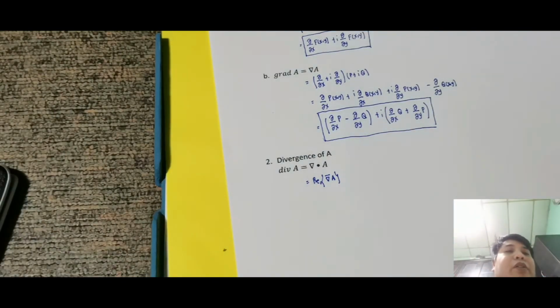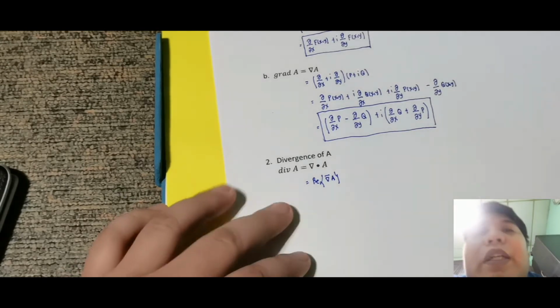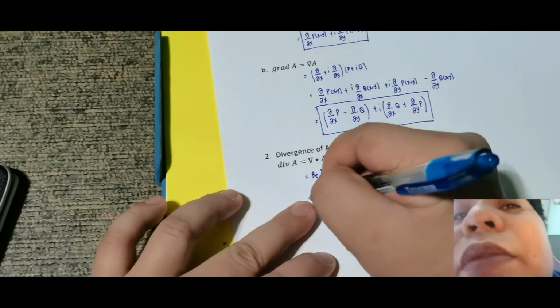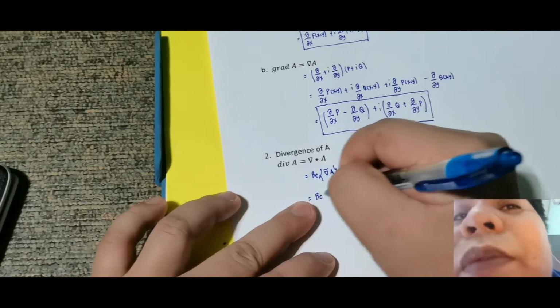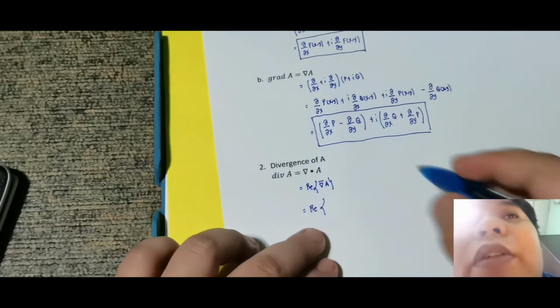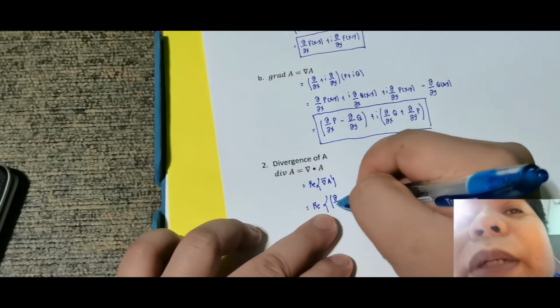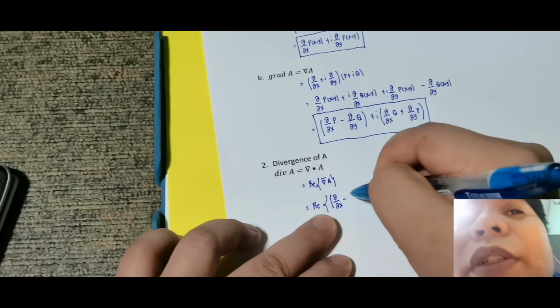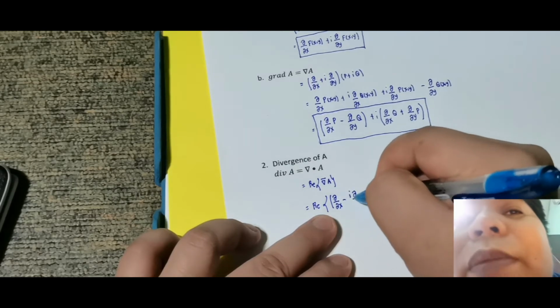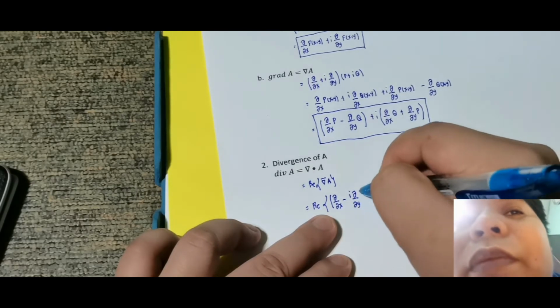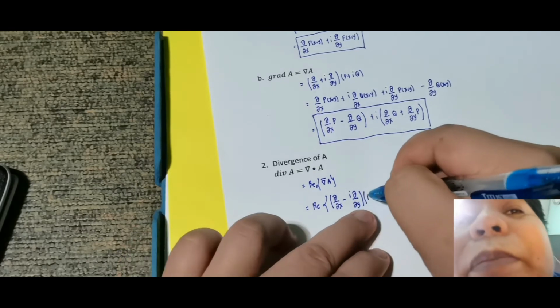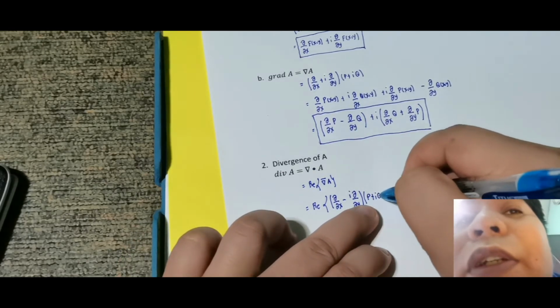Yun yung mangyayari. So, kukunin natin yung product niyan, then kukunin natin yung real part, ay yung divergence of A. So, simplify natin. This is equal sa real part of, lagay ko na yung del bar. So, alam mo yung del bar. Del bar is partial derivative with respect sa x minus I times partial derivative with respect to y. Okay, multiply by P plus I Q.